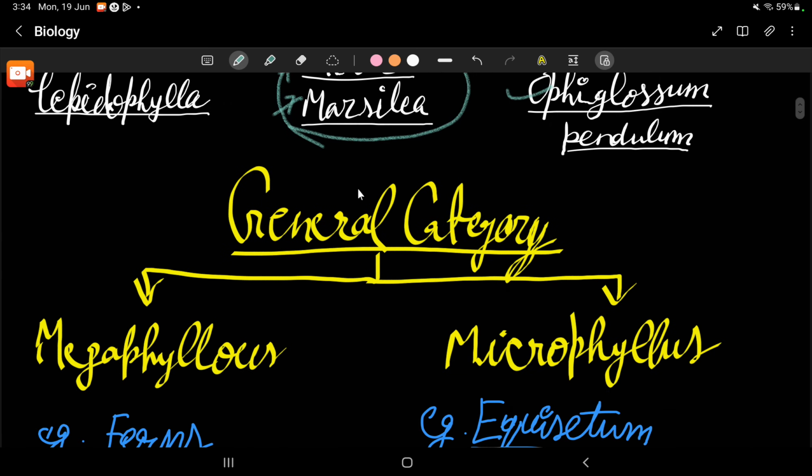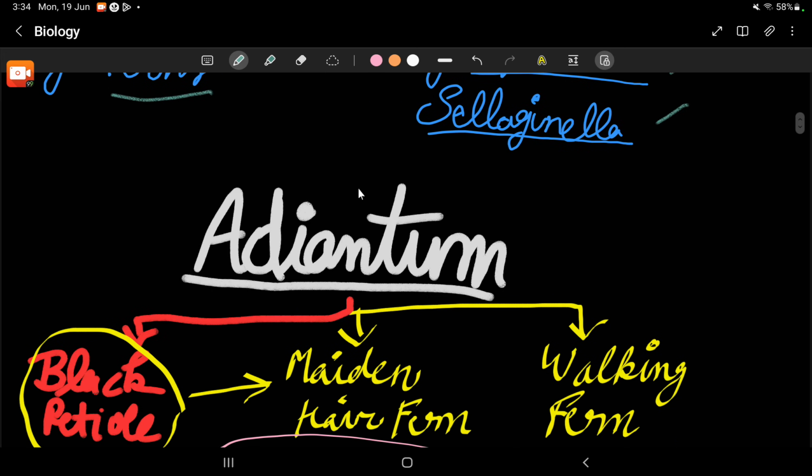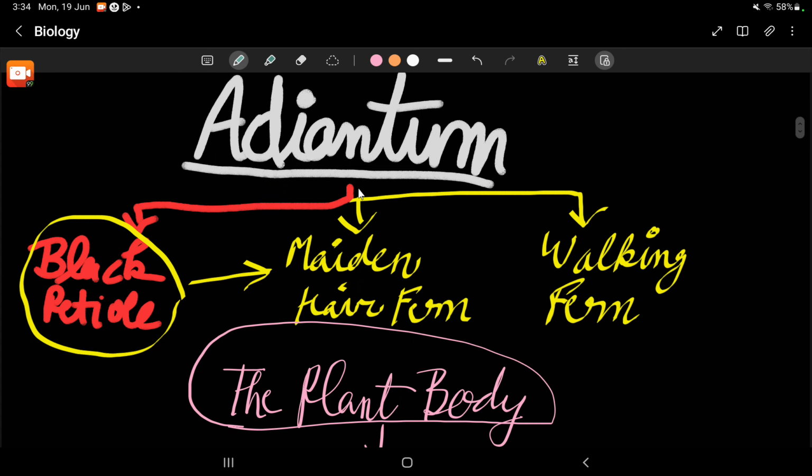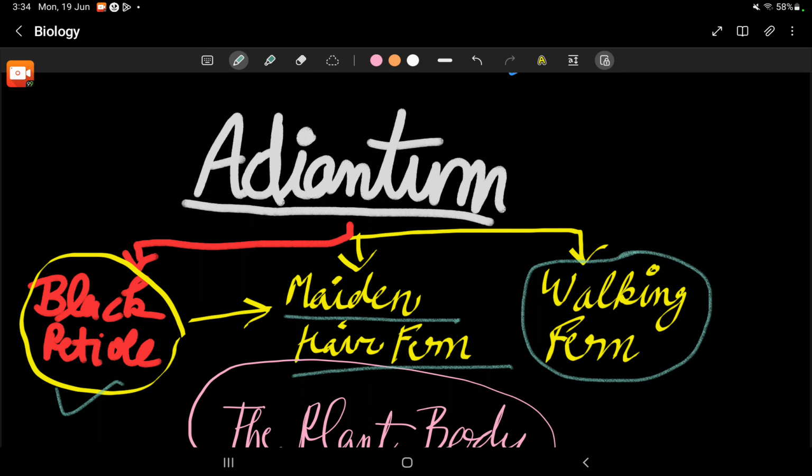Next, they are classified on the basis of size of their leaves. Megaphyllous, for example ferns, and microphyllous, for example Equisetum and Selaginella. Next, about Adiantum. Adiantum has black petioles, that's why it is called maidenhair fern. It also arises its new body where its leaves shed on the ground, on the soil. So that's why it's called walking fern.